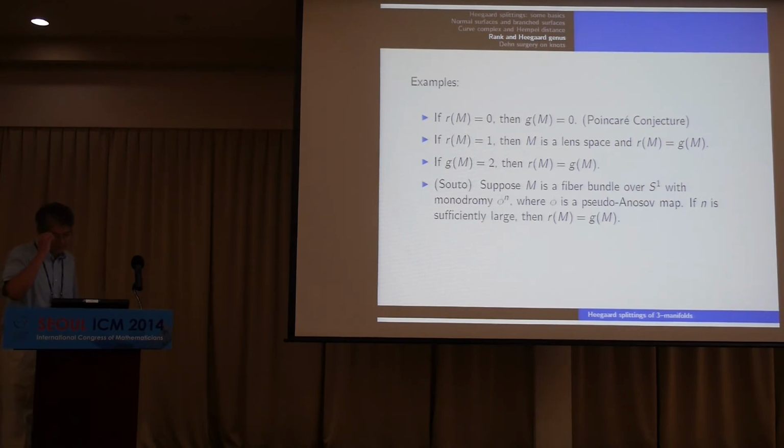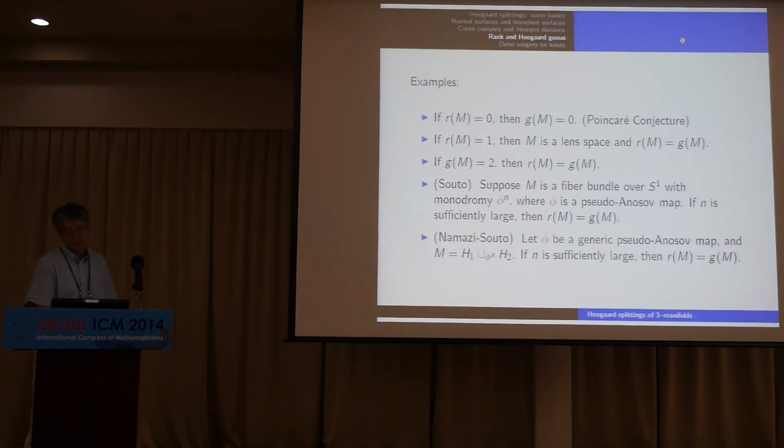And also a recent example, a theorem of Hong and Soto. It shows that if you have a fiber bundle, and if the monodromy is a high power of a pseudo-Anosov map, or another way of saying that, you can find a large cyclic cover of another fiber bundle, then the rank and the genus are the same. And there's another theorem of Tao Li and Soto that shows a similar thing for Heegaard splittings. If the gluing map of your Heegaard splitting can be expressed as a high power of a generic two-dimensional map, then the rank and genus are also the same. So those two examples are hyperbolic manifolds.